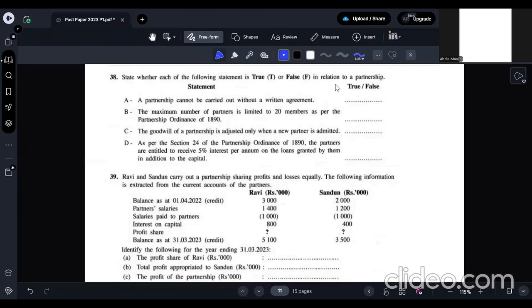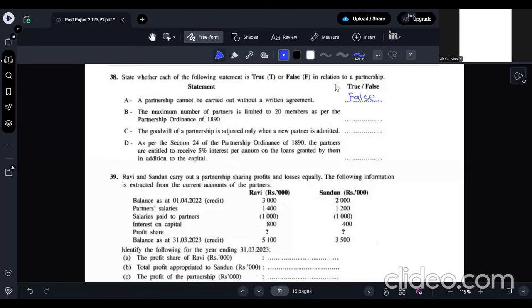A partnership cannot be carried out without a written agreement. That is false. We can carry out a partnership without a written agreement if we have a verbal agreement or an implied agreement. If they say a partnership cannot be carried out without an agreement, that is correct. Okay, we should have either one of the agreements, written, implied, or verbal.